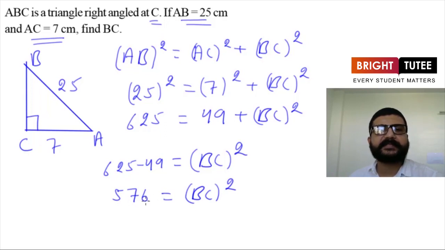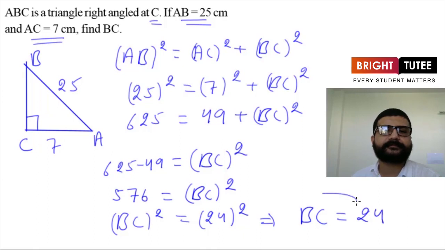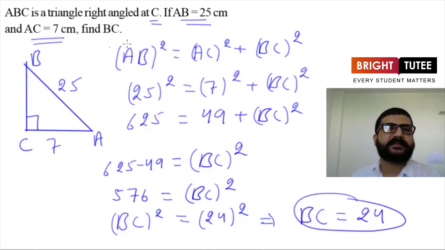Now 576, is it a square of any number? How to get that? What we have to do for that is prime factorization of this number. By doing that, we will come to know that it is a square of a number, and that is 24. So we can get now BC square is equal to 576, which is 24 square. Now by simplifying from here we will get BC is equal to 24. So therefore the final answer to this question will be 24 centimeters.